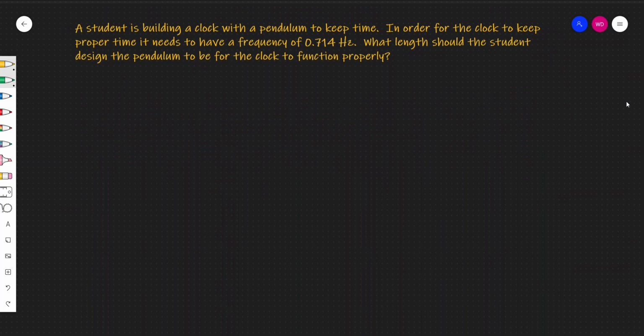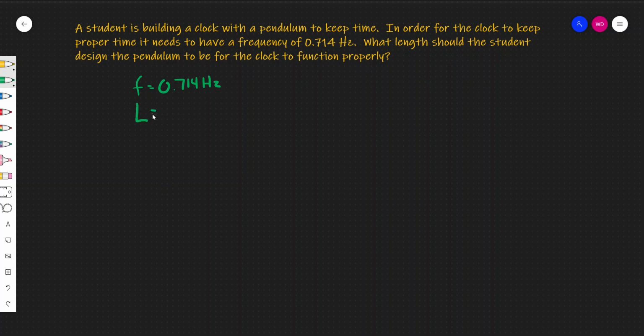Let's look at a pendulum system now. In this case, a student is building a clock, because who hasn't built a clock, with a pendulum. Oh yes, we have all built grandfather clocks. In order for the clock to keep proper time, it needs to have a frequency. Okay, they're telling me things. Frequency equal to 0.714 hertz. Okay, what length should the student design the pendulum be for the clock?